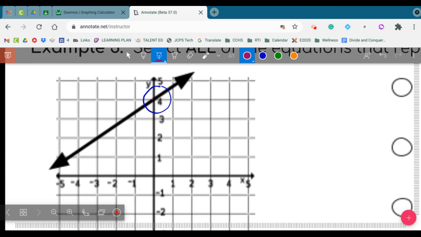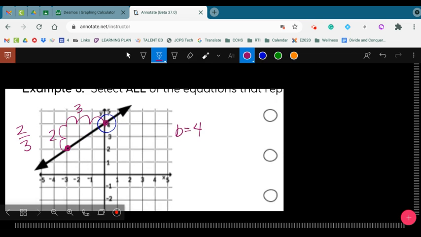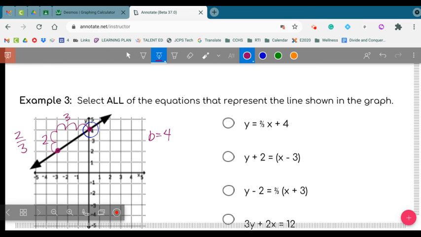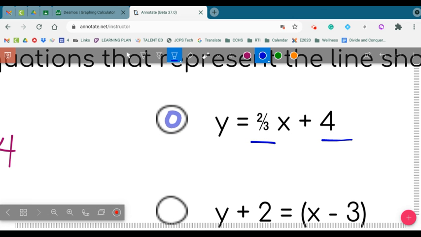So this is a point. This is a point. So we're rising 1, 2, and running 1, 2, 3. So my slope is 2/3. And our b value is 4. So let's go over here. Does this one have a slope of 2/3 and a y-intercept of 4? Yes, so that is a possibility.